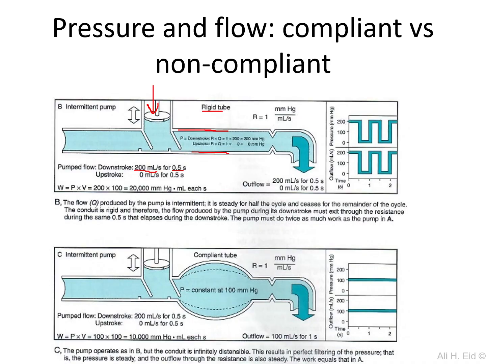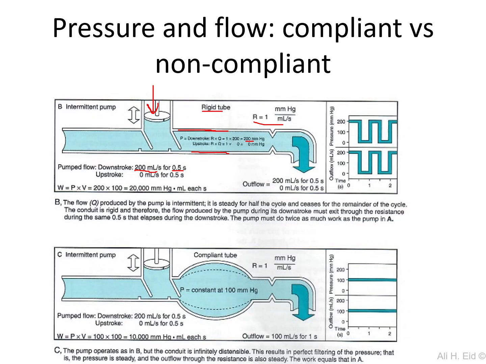We cannot take any of that pressure into the wall. So basically everything that is pumped will have to go through. During the downstroke, assuming that we have a resistance of 1, the resistance is 1 multiplied by the flow. That's going to give me the pressure during the downstroke. That's going to be 200, right?